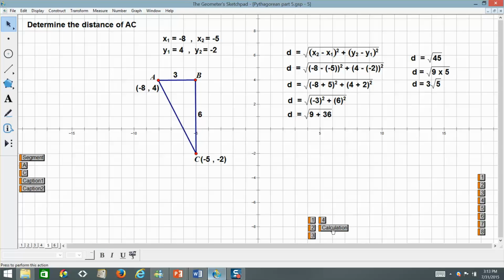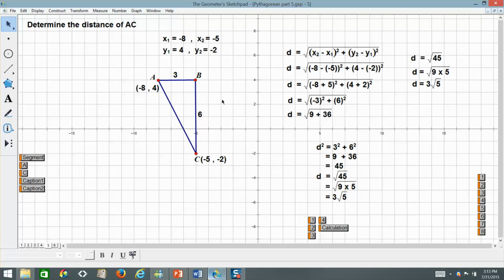And this is the calculation using the triangle figure. So D squared, D is the distance, is equal to 3 squared plus 6 squared. 3 squared is equal to 9 and 6 squared is equal to 36. So 9 plus 36 is equal to 45. So D is equal to the square root of 45. And we change the square root of 45 to the square root of 9 times 5, and the square root of 9 is equal to 3. So the result is 3 square root of 5. This is similar to the previous result.